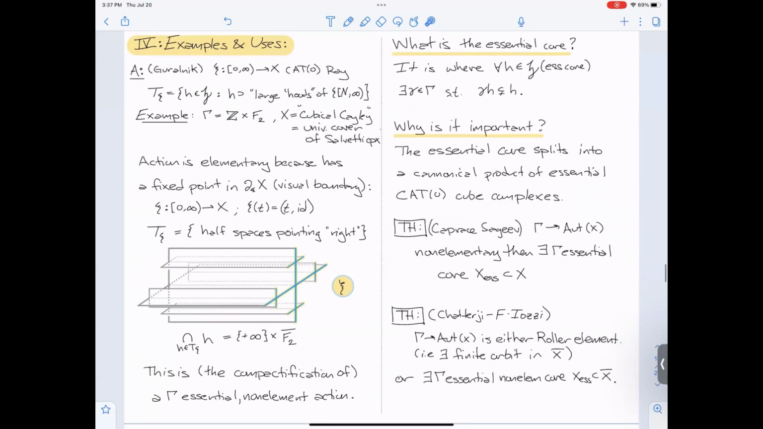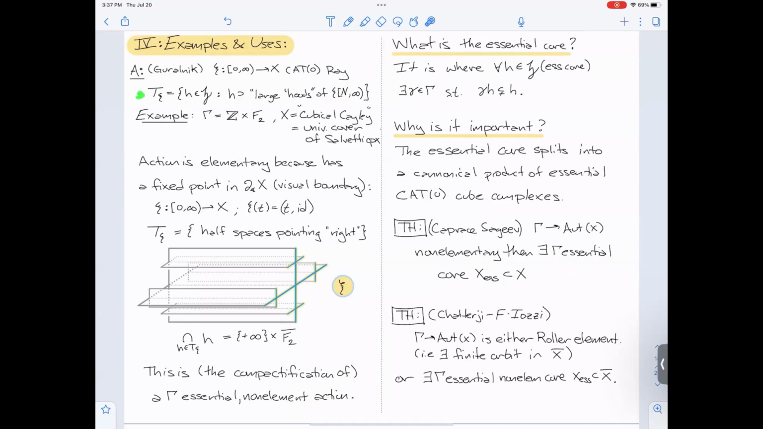So what are some examples and uses? Guralnik has an example of this, where he takes a CAT(0) geodesic ray, and he considers the associated, let's say, deep half spaces, or T for transverse. And I was a little bit sloppy here with the definition. It just means that you can take an arbitrary neighborhood of your geodesic and then wait long enough, and that set will be inside of your half space.